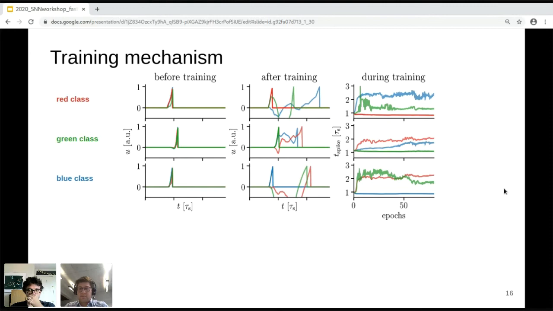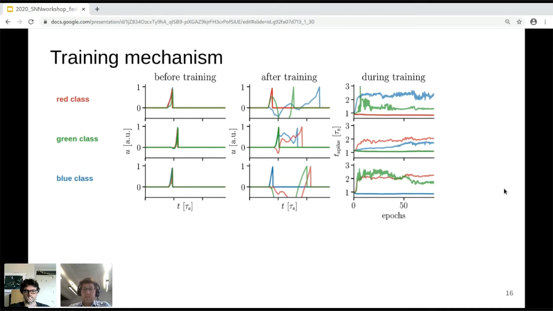How do we get from left to right, from before training to after training? Here I show this process. On the x-axis, you now have epochs, and on the y-axis, you can see the spike time. Again, in the lowest panel, the blue class, we can see that the blue spike time, so the correct spike time, is decreased early in the training, and the others are pushed back. This means that the network learns to classify this sample correctly and to have this large separation of the label spike times.